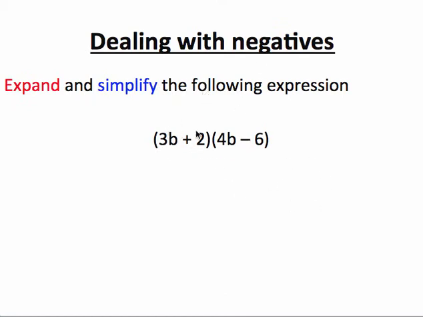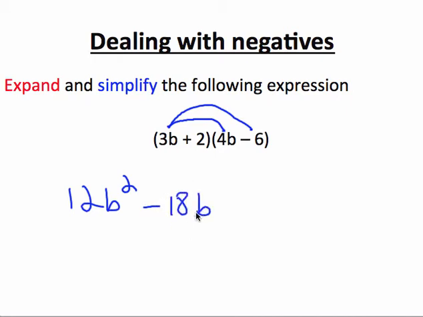So this one, we've got 3b plus 2 multiplied by 4b minus 6. Again, both in brackets, so I know I've got to multiply everything on this side by everything on this side. 3b times 4b. Now 3 times 4 is 12, b times b is b squared. Then I've got 3b multiplied by negative 6. So I have 3 times minus 6, which is minus 18b.